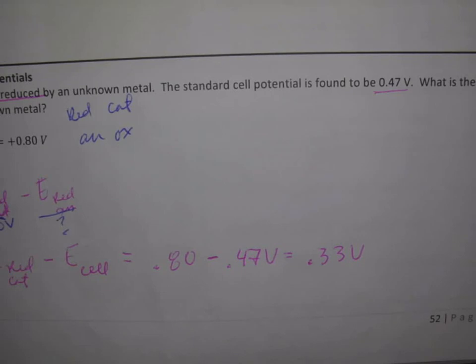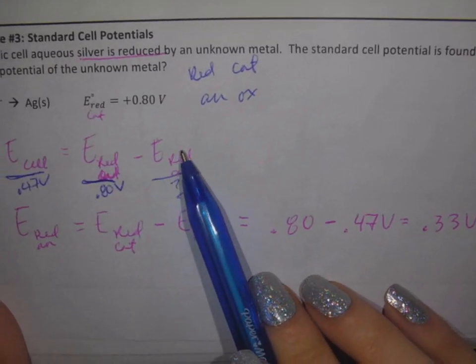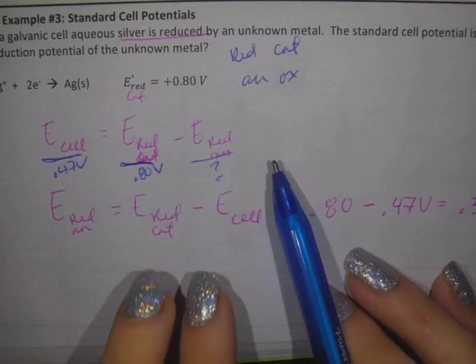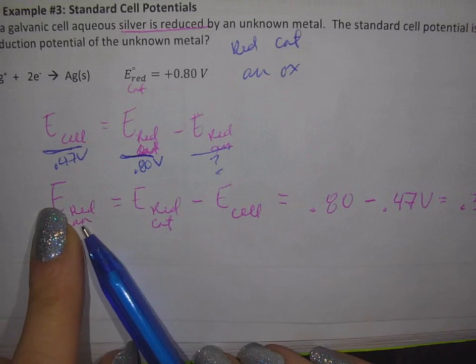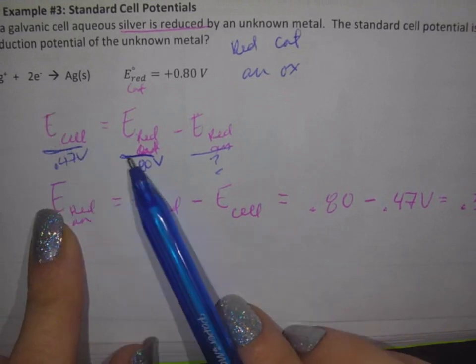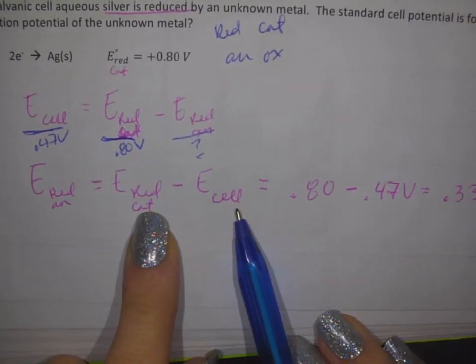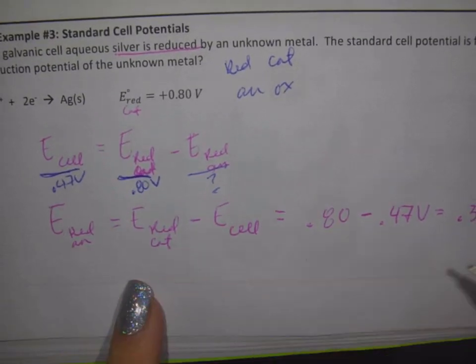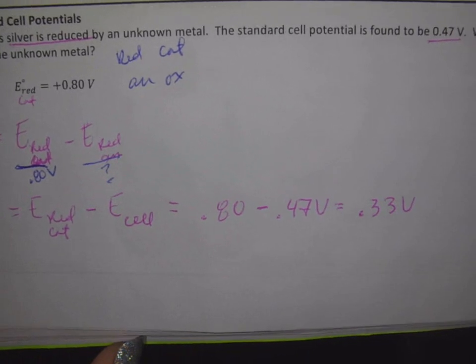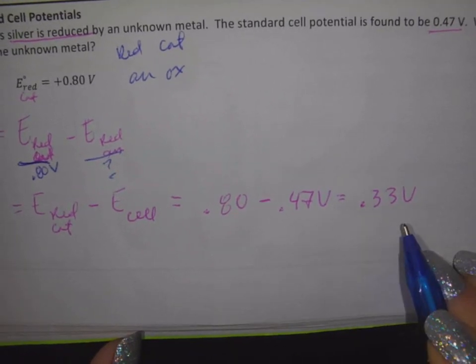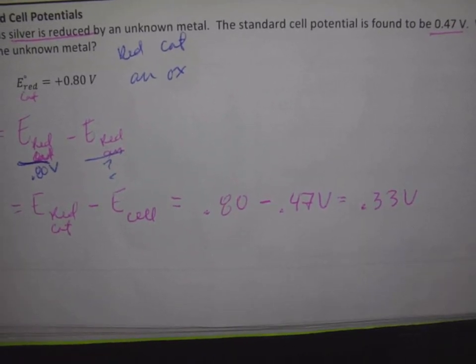All right. So if I'm solving for this negative, I added it to the other side. So there's my E for the anode, and then I subtracted the cell. Okay, so that means I took 0.8 minus the 0.47, and so the potential for the anode was 0.33 volts. Okay. Beautiful. All right.